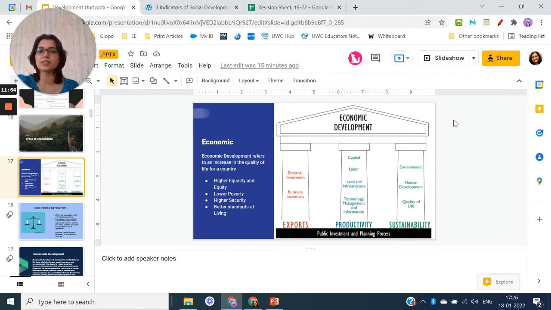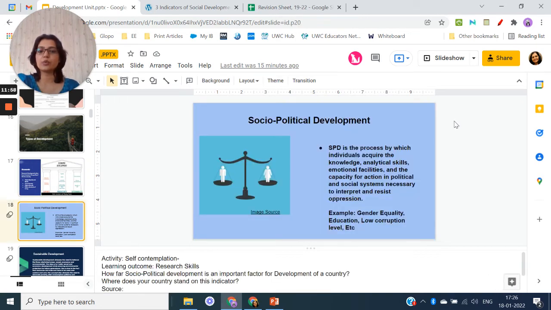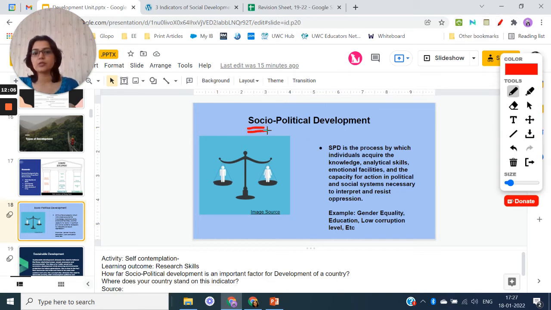Okay, now we move to the second type of development. We would be discussing more about economic development in the class. Now the second one is socio-political development. I'm taking social development along with political development. When I say social development, we are talking about gender equality, education, and even no discrimination on the basis of race, class, sex. All right, so these are the factors we are discussing under social development.